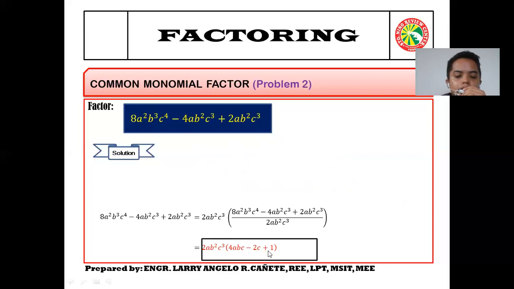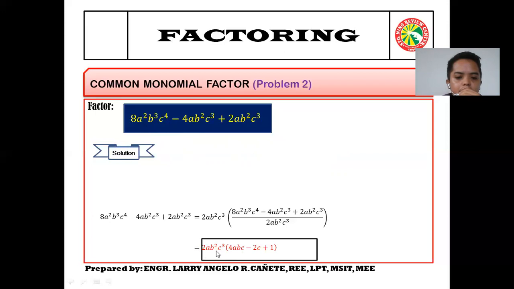Again, to check, or much easier, you can solve this by just simply picking choices in the board exam, just what I did for problem 1. If you pick choices, this one, for example, is choice D. You just distribute, and if you come up with the same expression as the given, then that is the answer. For example, if you distribute 2AB squared C cubed, and this is choice letter D in the board exam, you distribute into the parentheses.